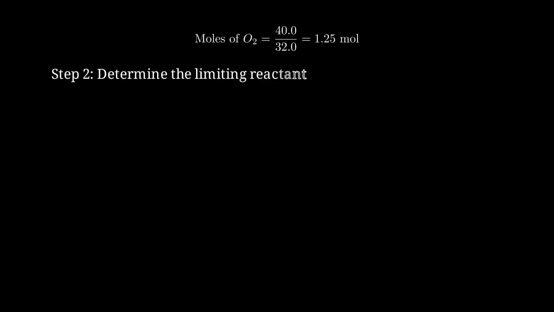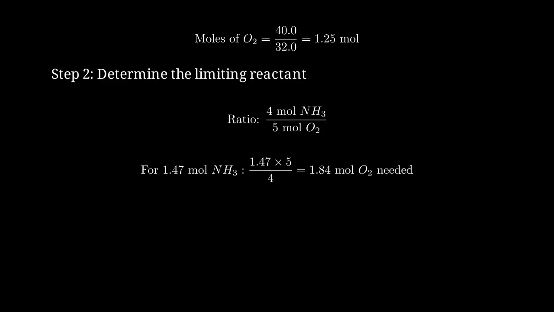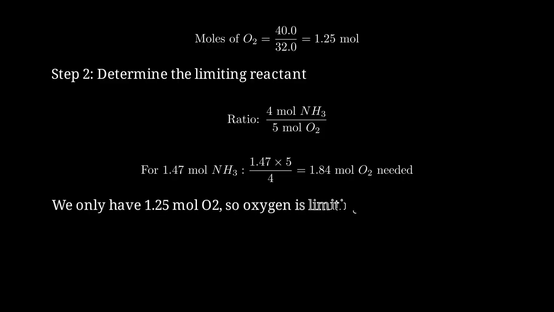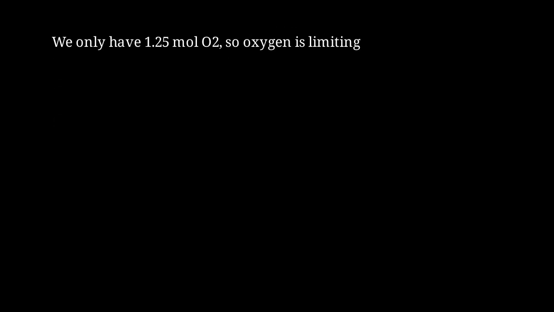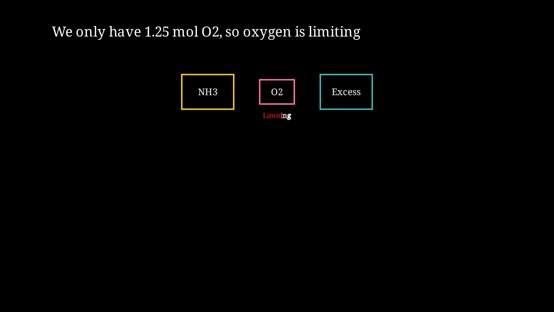Next, we determine which reactant is limiting by comparing mole ratios. From the balanced equation, the ratio is 4 moles ammonia to 5 moles oxygen. For 1.47 moles of ammonia, we would need 1.84 moles of oxygen to completely react. Since we only have 1.25 moles of oxygen, oxygen is our limiting reactant. Oxygen is the limiting reactant, while ammonia is in excess.